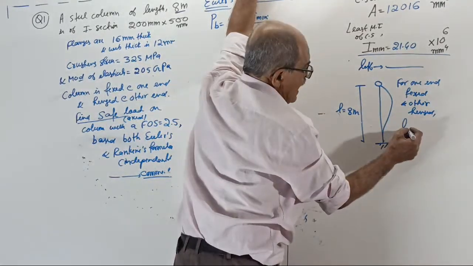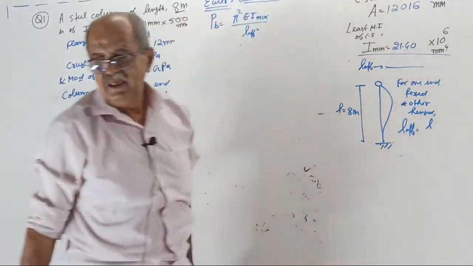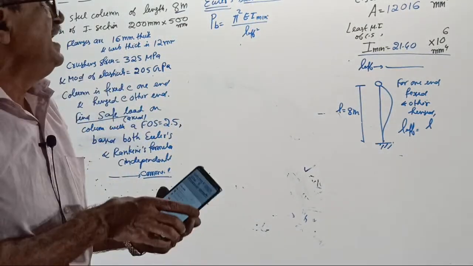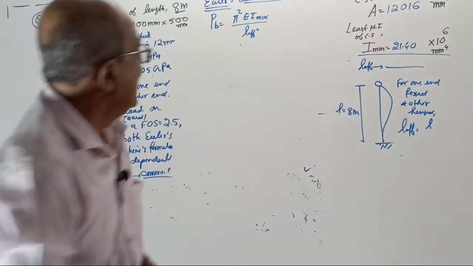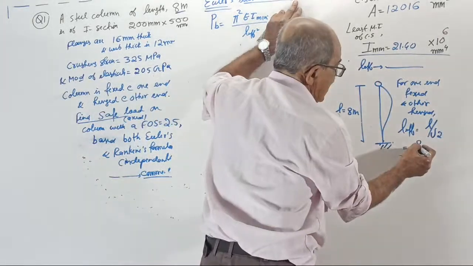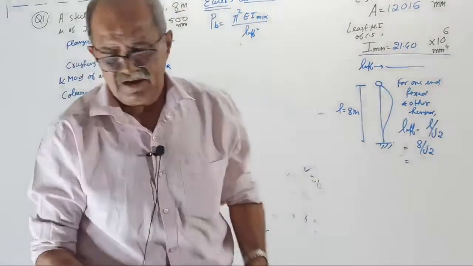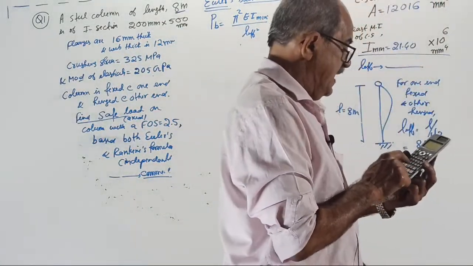Tell me L effective. All the list was given for you earlier. One fixed, one hinged: L effective equal to L by root 2, or equal to 8 divided by root 2. You tell me the answer in meter. Okay, I will calculate, because you take hours together. 8 divided by root 2.